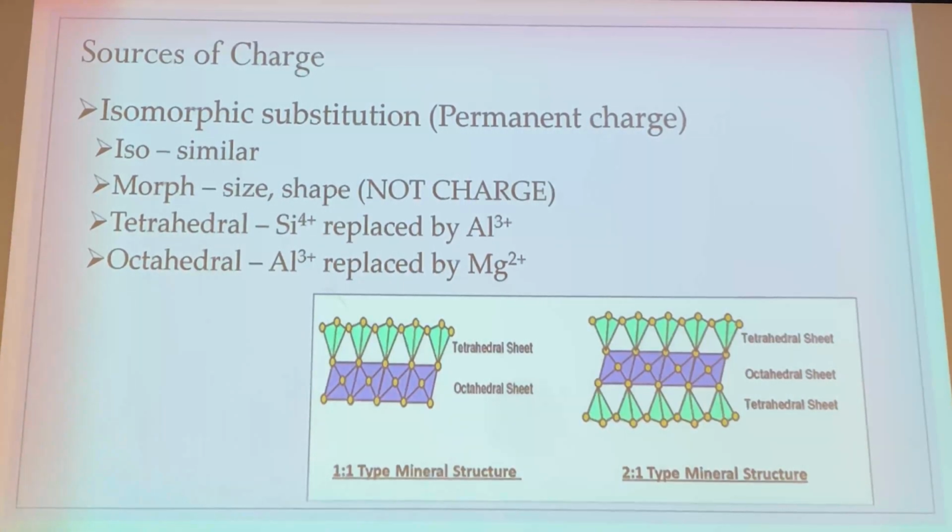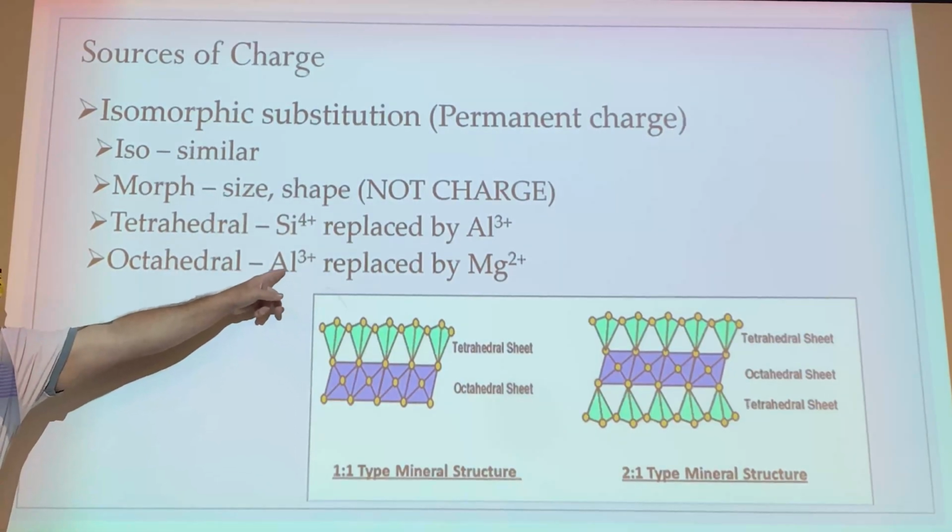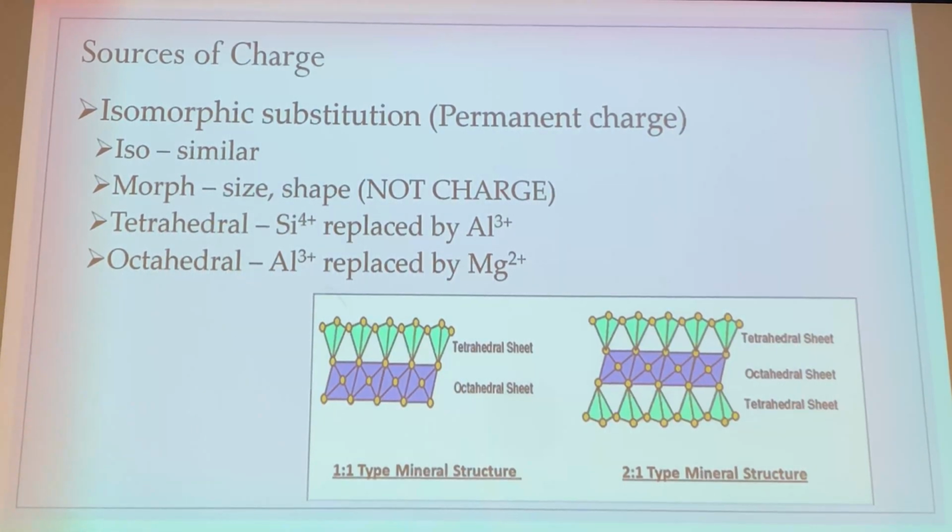And so in the tetrahedral, we'll have silica replaced by aluminum. Now remember, this happens 400 million years ago. We can't go out and apply aluminum and change the way the silicon structure is. We can't apply more magnesium and have some substitution in the octahedral layer. It's permanent charge.